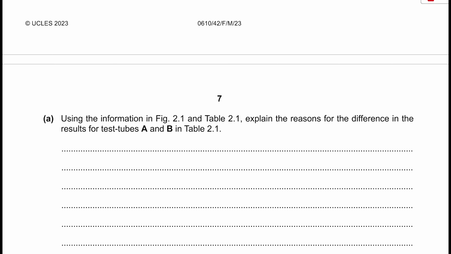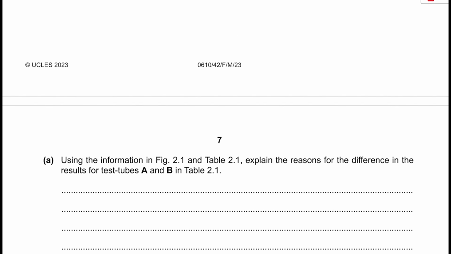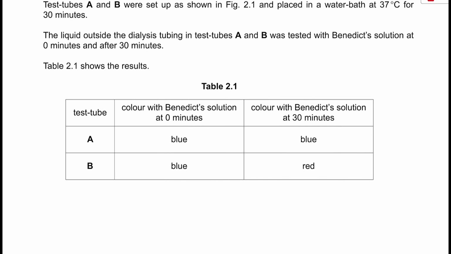Alright, now the question says, using the information in figure 2.1 and the table 2.1, explain the reasons for the differences in the results for test tubes A and B. Alright, so for test tube A and B, what should be the reasons? Let's start with test tube A.